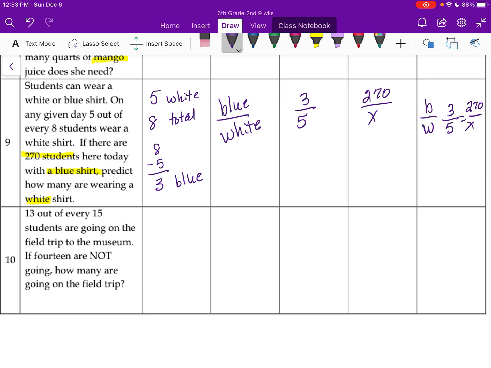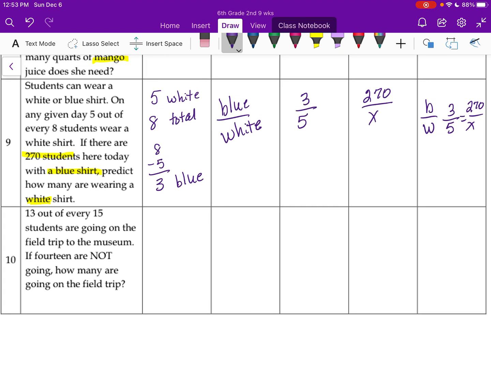All right, number 10 says 13 out of every 15 students are going on the field trip to the museum. If 14 are not going, how many are going on the field trip? Okay, so 13 out of every 15 are going. So 13 are going. What's 15? 15 is the total. So to get how many are not going, we say 15 minus 13 is 2 are not going.